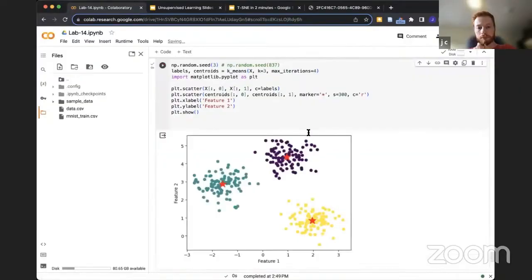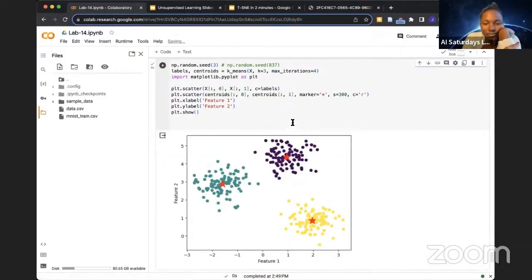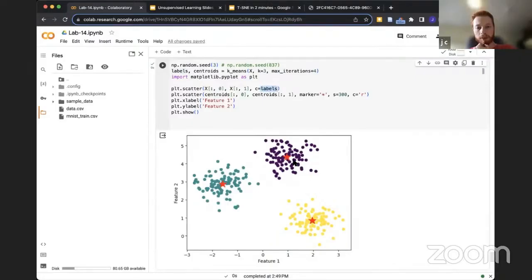Oh. And you see the labels. So we plot the labels. We see the centroids. It very nicely clusters our data.